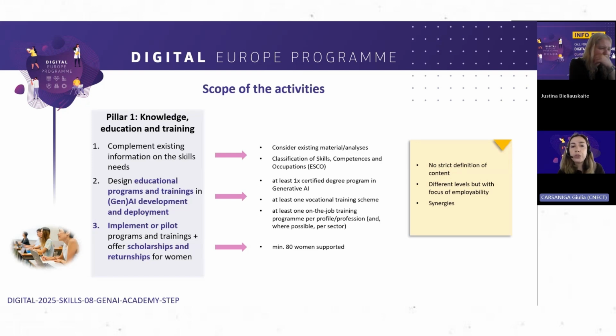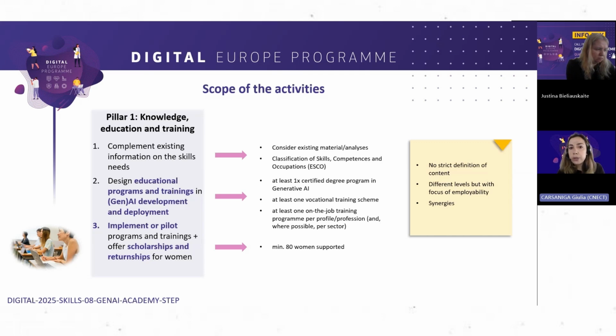The consortium should, first of all, complement existing information on the AI skills needs, so identify what is needed on the labor market side, what profiles and gaps. To do so, we really stress the fact we shouldn't reinvent the wheel, but we should consider what is already out there, especially. And we should link these to the European Classification of Skills, Competencies and Occupation, ESCO.